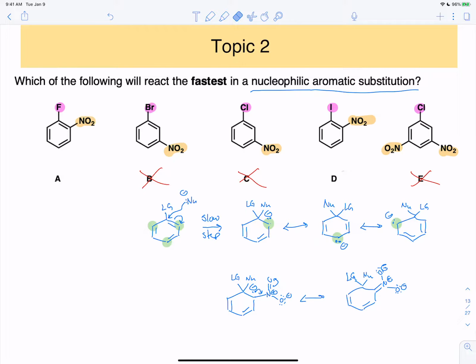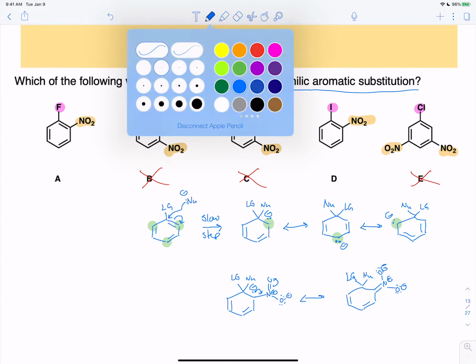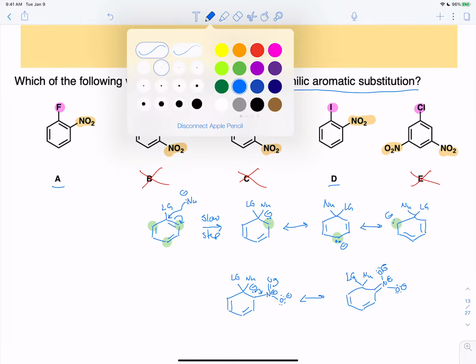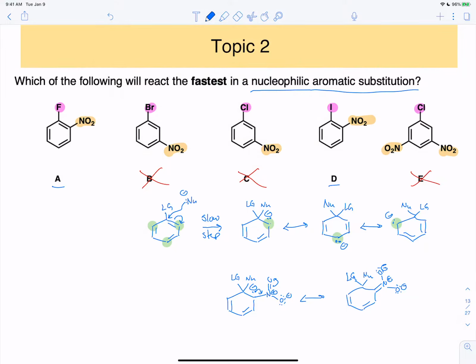So this gives us 2 different options. We have A, or we have D. And this is also where the logic of how these reactions work gets a little bit backwards. Normally you think about iodine being a good leaving group. But in this case, the step in which these molecules leave is actually quite fast. This ends up being the fast step, the lone pair coming back and kicking out the leaving group.